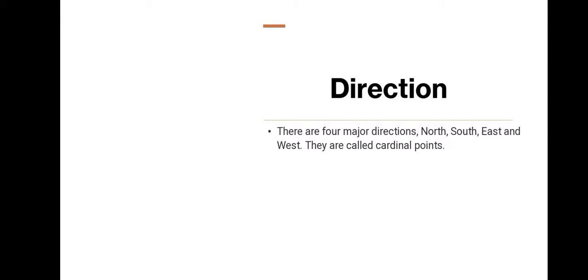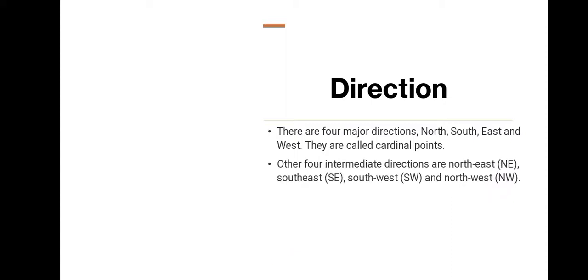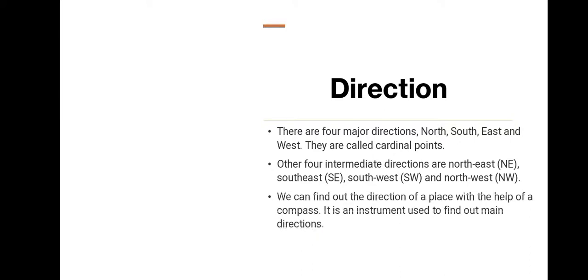Here, direction. There are four major directions: north, south, east, and west. They are called cardinal points. Other four intermediate directions are northeast, southeast, southwest, and northwest. We can find out the direction of a place with the help of a compass. It is an instrument used to find out main directions.